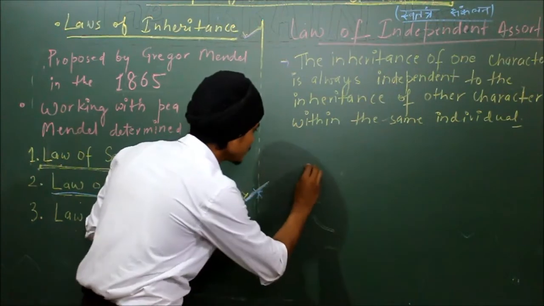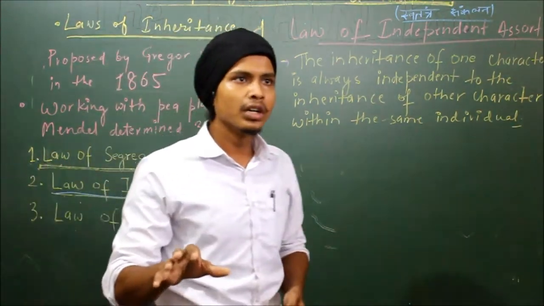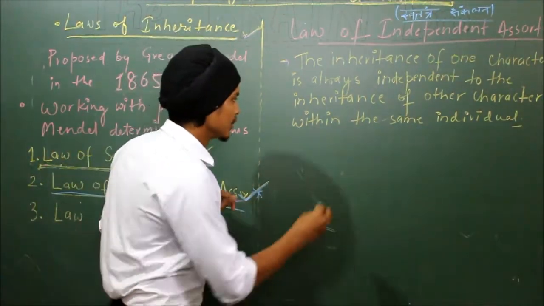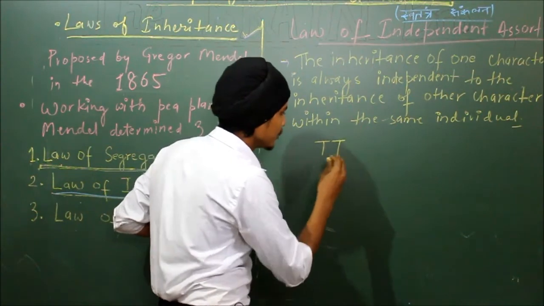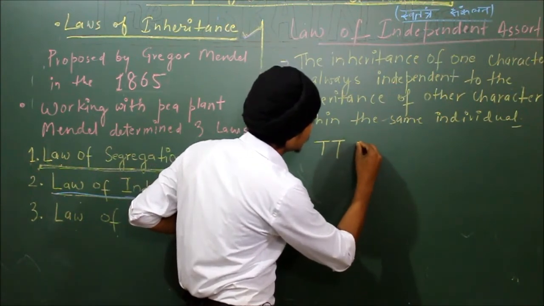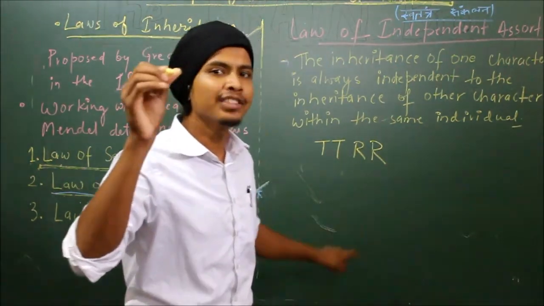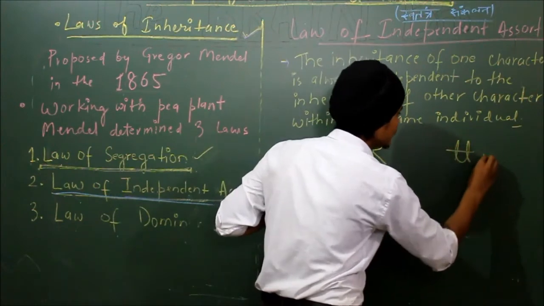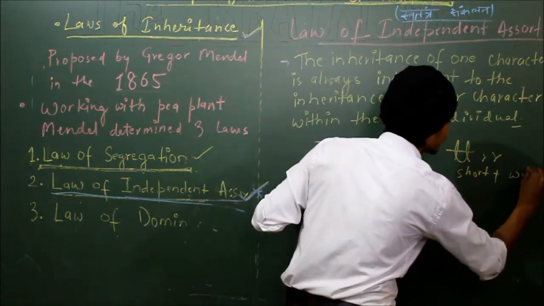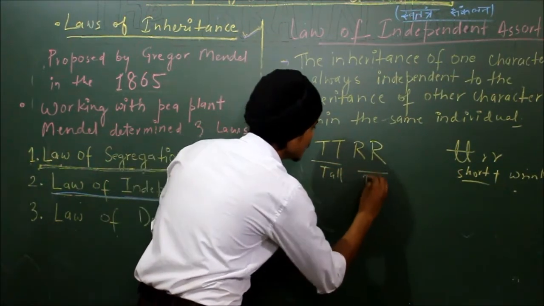For example, if we're talking about independent assortment, it is only correct or viable in a dihybrid cross. So let's talk about the dihybrid cross. Take a tall plant which is homozygous dominant and round seeded, so tall and round seeded is homozygous dominant, and a homozygous recessive, or short plant with wrinkled seeds.